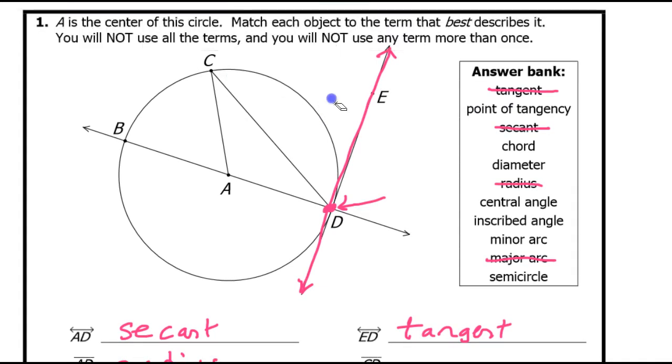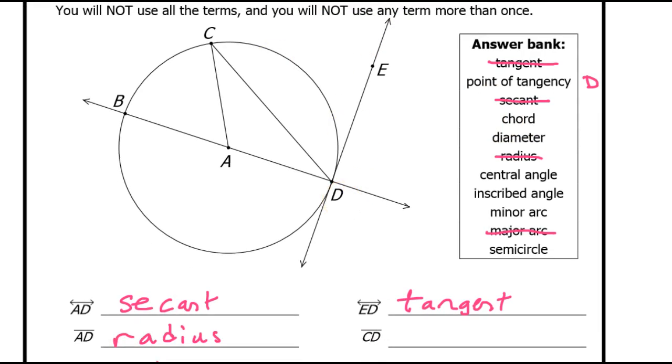Anyways, it's good to know. In fact, off to the side here, I'll put point D for point of tangency, even though it's not one of the choices, just for educational purposes. That's what we're here to learn.